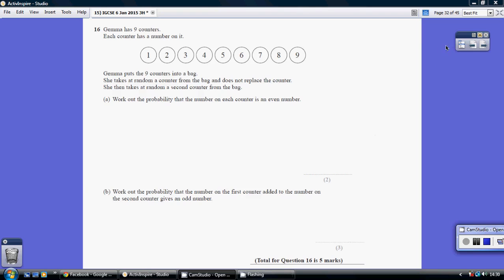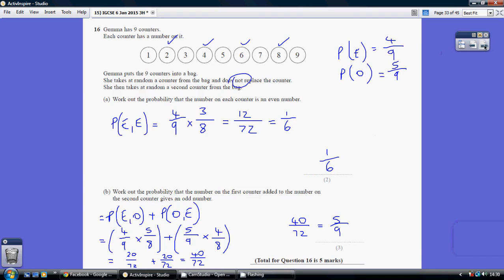Question 16. So Gemma puts the 9 counters in a bag. She takes a random counter from the bag, does not replace it, and then takes the second one. So work out the probability that the number on each counter is an even number. So we're looking for the probability of even and then another even.